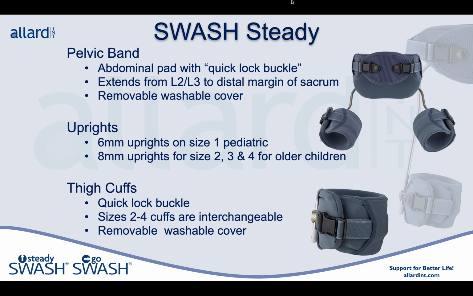The pelvic band of the SWASH Steady has an abdominal pad with quick lock buckles. The pelvic band extends from L2, L3 to the distal margin of the sacrum, and the cover is removable and washable. The uprights are 6 millimeters on the size 1. Again, that's for early intervention, non-ambulatory usage. 8 millimeter uprights are on the size 2, 3, and 4 for older children. The thigh cuffs also have the quick lock buckles. Size 2 through 4 cuffs are all interchangeable. And again, the covers on the thigh cuffs are removable and washable.